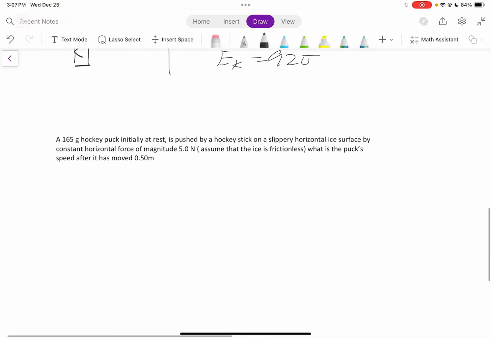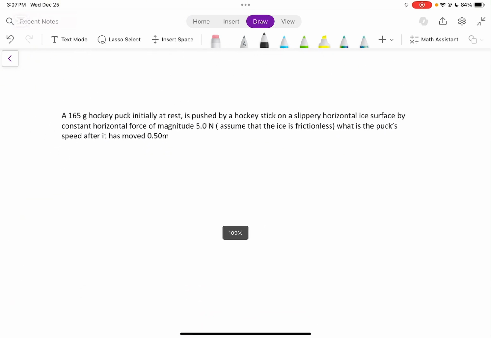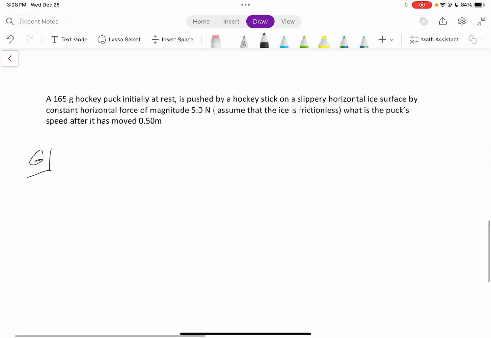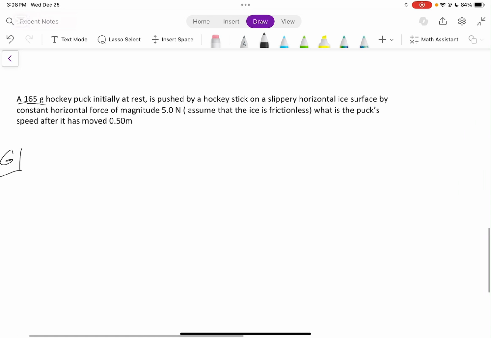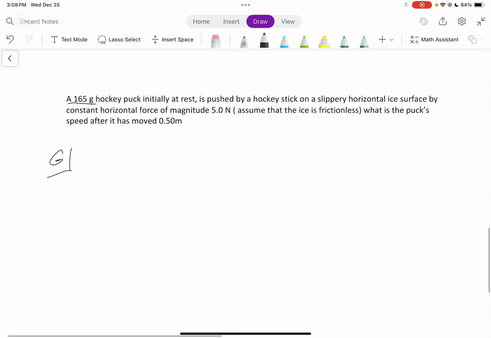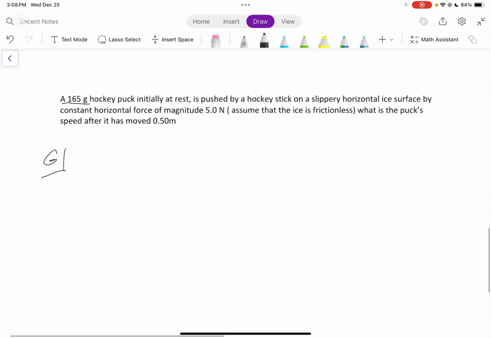Now that we're done that, we can move on to the next question. The next question is a little more tricky. A 165-gram hockey puck, initially at rest, is pushed by a hockey stick on a slippery horizontal ice surface by a constant horizontal force of magnitude 5 newtons. Assume that the ice is frictionless. What is the puck's speed after it has moved 0.5 meters?